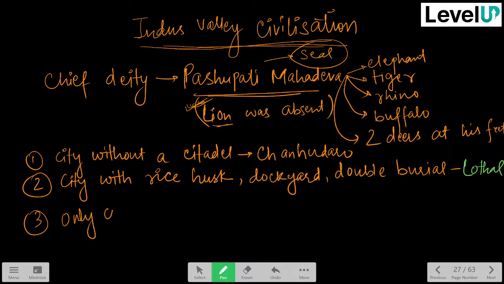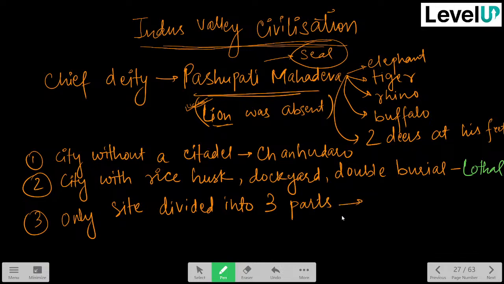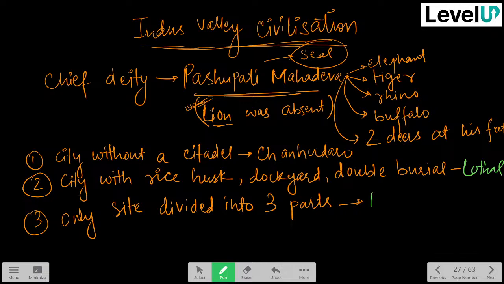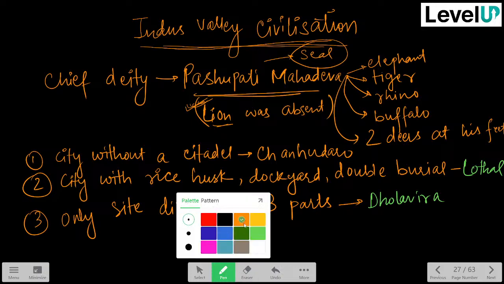The only site divided into three parts. We knew that there were only two parts, that is the lower town and the citadel. So this city was having three parts. What was the city? This was Dholavira. Dholavira. Okay. Next.